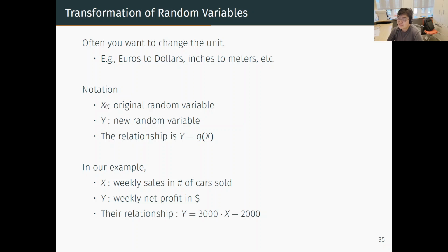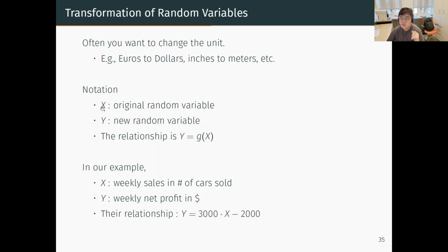So more generally, you can think of it like this. X, the random variable X, is the original random variable you have data about or whose probability you observed. But you are interested in Y, like different units. Like we saw, what you are interested in is net profit, not the number of cars itself, right?